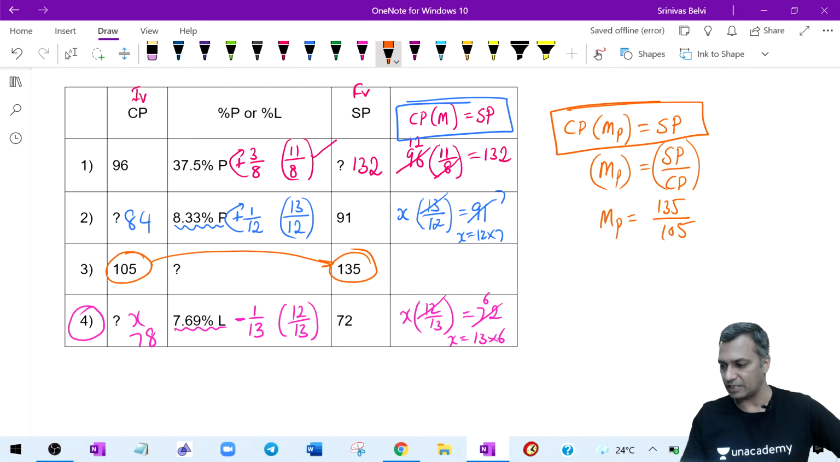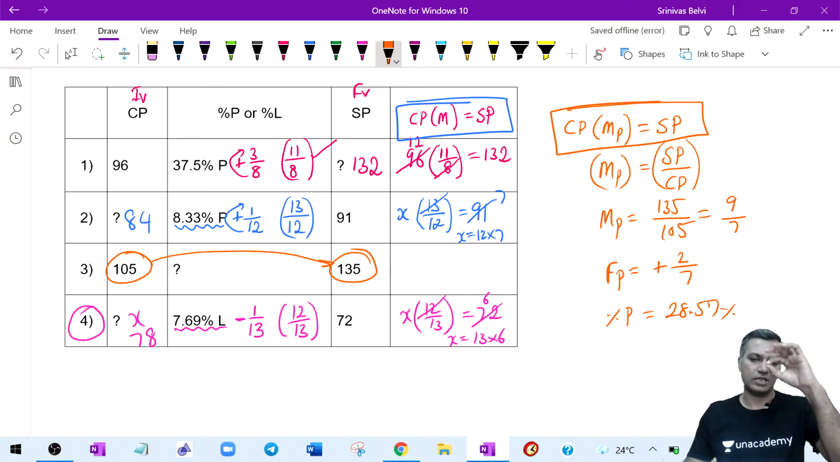Multiplier, there is nothing but this. Okay, so when you conclude this, this becomes 9 divided by 7. That is the multiplier. Therefore, profit percentage, or the fraction related with profit. What is the fraction related with profit? You say that plus 2 by 7. So 7 as it is, copy it, and then 7 to 9, there is a 2 increase, therefore plus 2 by 7. So percentage profit therefore is nothing but 28.57%.